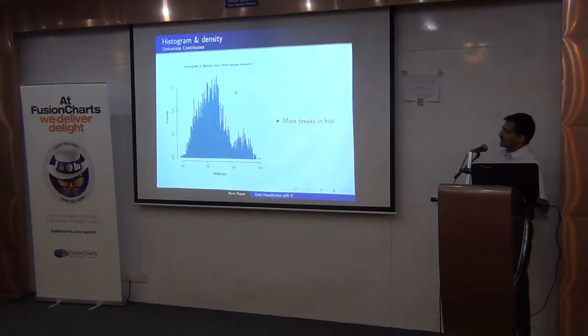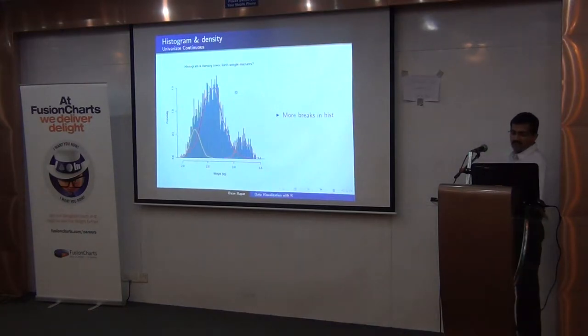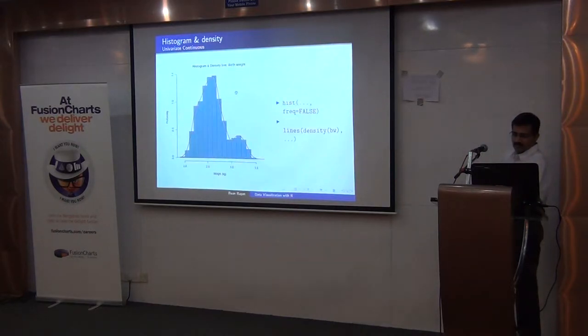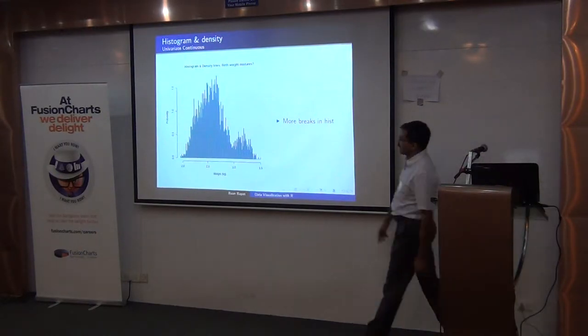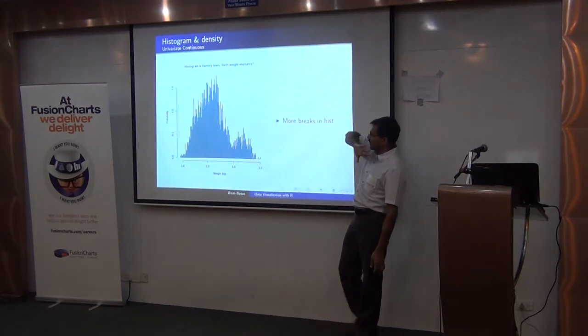But I increase the bins. Okay? Earlier I had whatever were the default bins. Now what I'm doing is I've added number of breaks. I have added more breaks in it, and it's very clear now that this is a different population which has been mixed in the data.